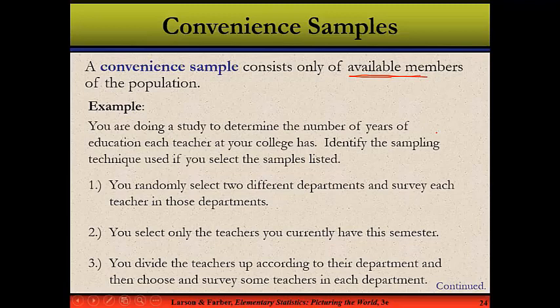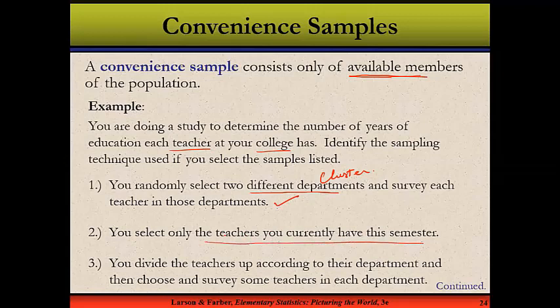So here are a few examples. For example, if you're doing a study in a college and you're interested in the teachers in that college, what you can do is randomly select 2 different departments. You selected 2 complete departments, okay? By complete departments, I mean that when you select that department, you select all the teachers from that department. So this would be a cluster that you select. So this would be cluster sampling, okay? Next, you select only the teachers you currently have this semester. So there is availability. These teachers were available in this semester, so we only asked them. So this is convenience, all right?